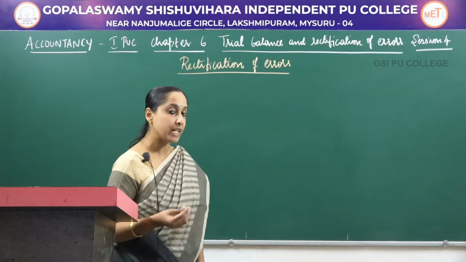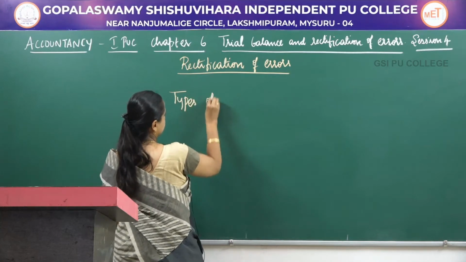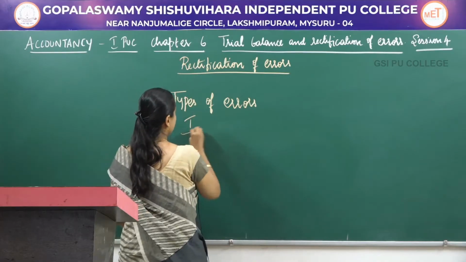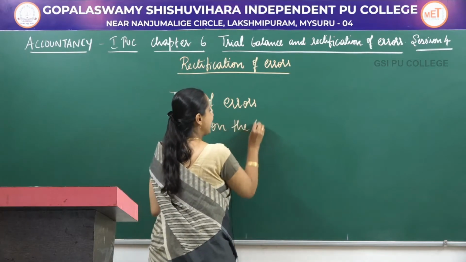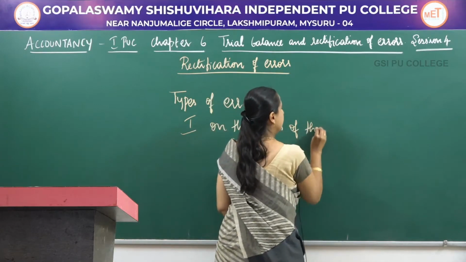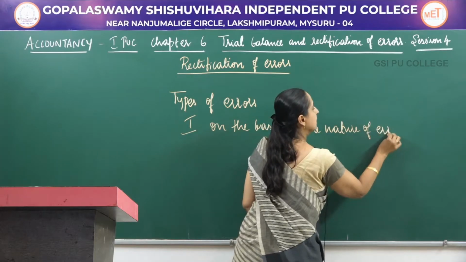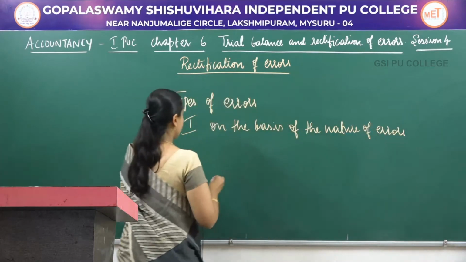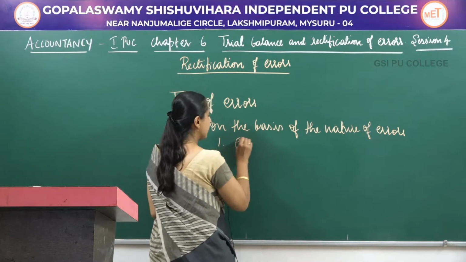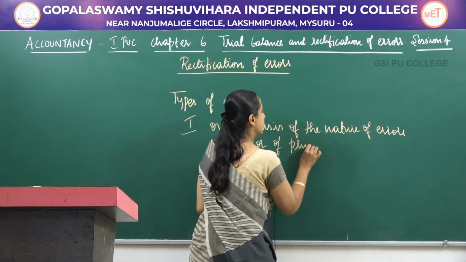Now let us see what are the different types of errors. First, on the basis of the nature of errors, there are 4 types of errors. First one is error of principles.